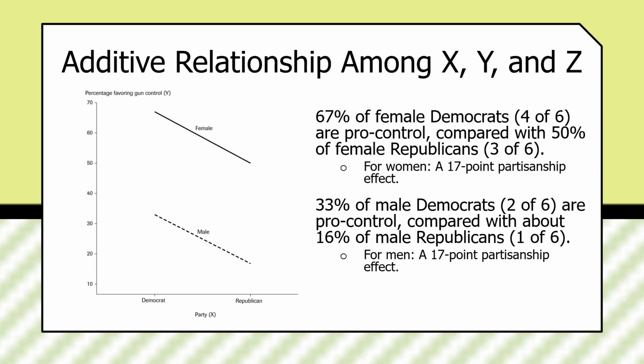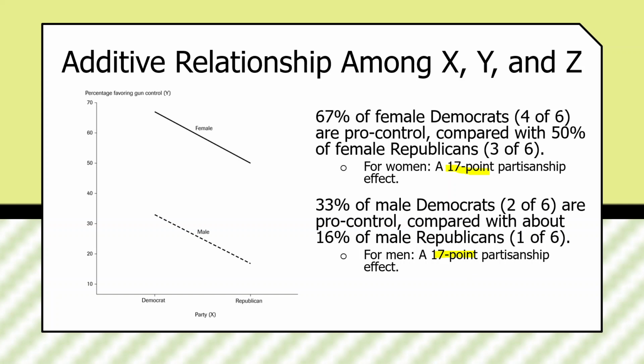The signature of additive relationships is that the effect of X on Y, in this case partisanship on gun control opinions, has the same strength and runs in the same direction for both values of the control. That is, it runs in the same direction because Democrats are more likely to favor control than Republicans, and it has the same strength because both effects are 17 points. There's a symmetry there to all additive relationships.